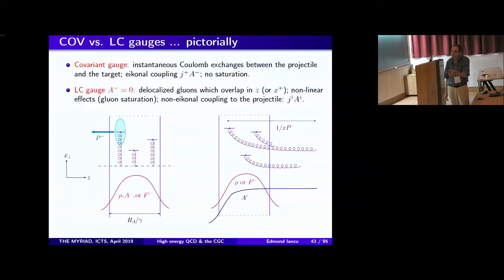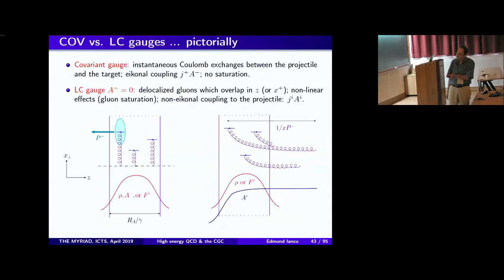This is a picture of Coulomb fields. But these Coulomb fields can scatter a quark propagating along this dotted line. That would be the multiple scattering. So I can probe high gluon fields, but only via multiple scattering. Here, on the other hand, I can also probe high gluon fields via the self-interaction of the gluon fields themselves. But only because these gluon fields, being delocalized up to infinity, have the place to overlap with each other, and that's a saturation effect.